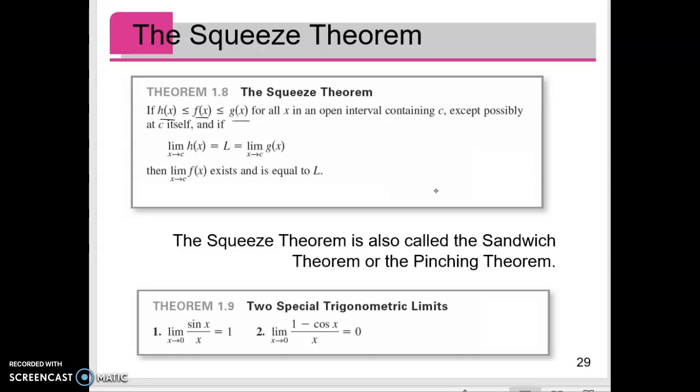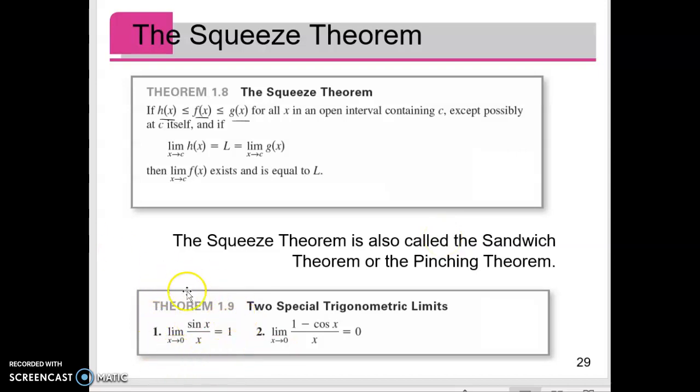All right, so if h is less than or equal to f is less than or equal to g on an open interval containing c, then if the limit as x approaches c of the little function equals some limit L, which is equal to the limit of g as x approaches c, the bigger function, and f is in between, then it gets squeezed in. Okay, so let's take a look at this one, for example, sine x over x.